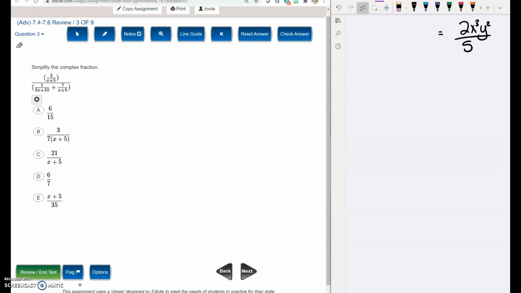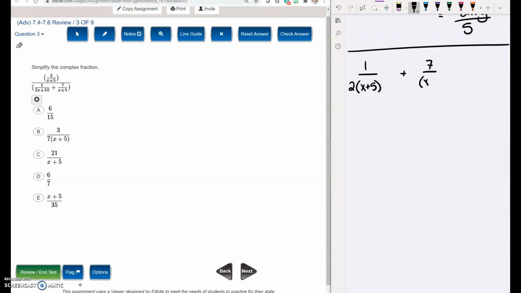The next one is a slightly more complicated complex fraction, and I'm actually going to do the bottom before anything. So I've got 1 over that 2x plus 10. I'm going to factor that. They both can be divided by 2. That's actually 2 times the quantity x plus 5. And we've got 7 over x plus 5.